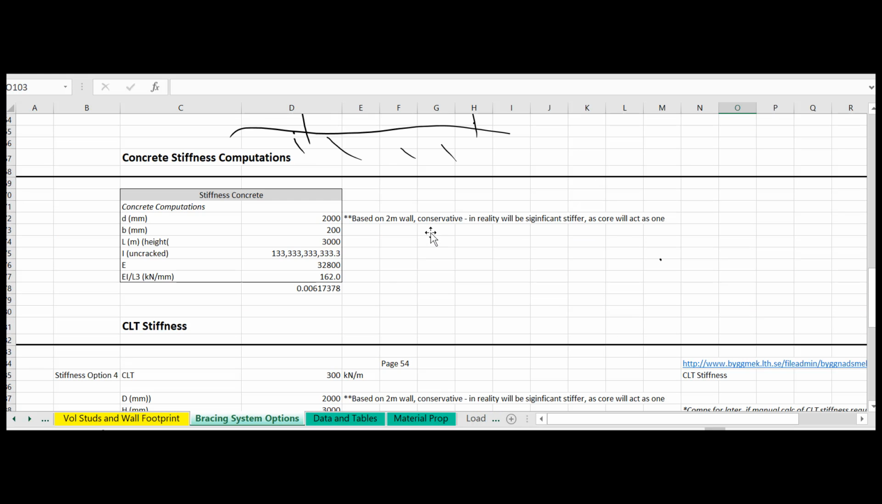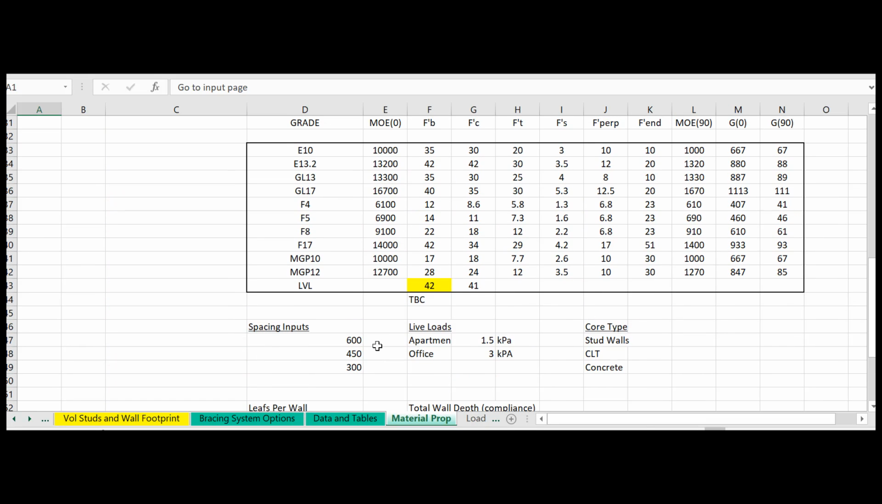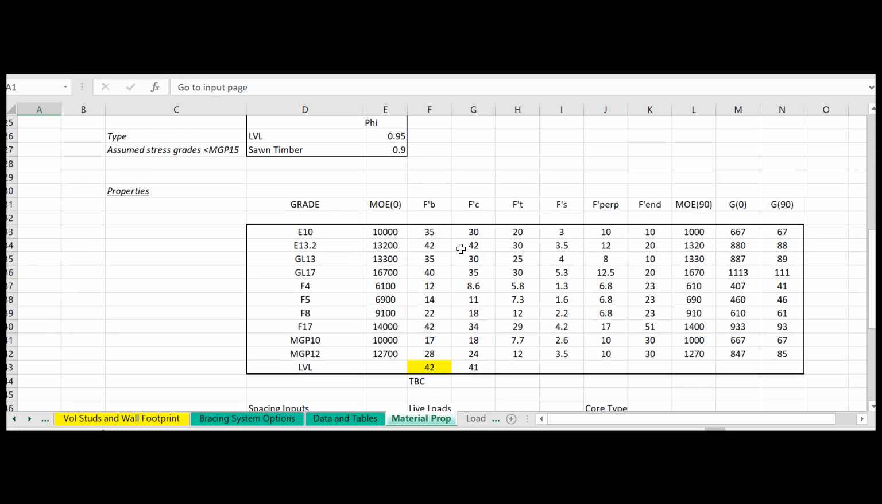So that's the stiffness. And then for the material properties, they can all be found here for the different materials. We can change this, and then this will change the front screen as well. Everything else is pretty much irrelevant except for F-C. F-B would be irrelevant if we included eccentricity in the comps, but that's about it.